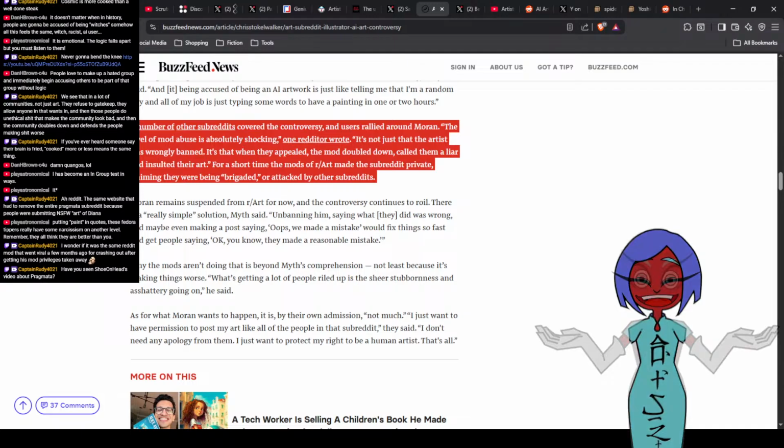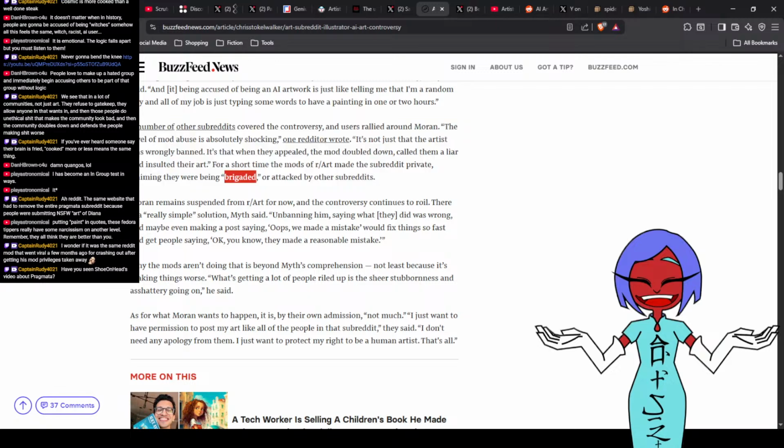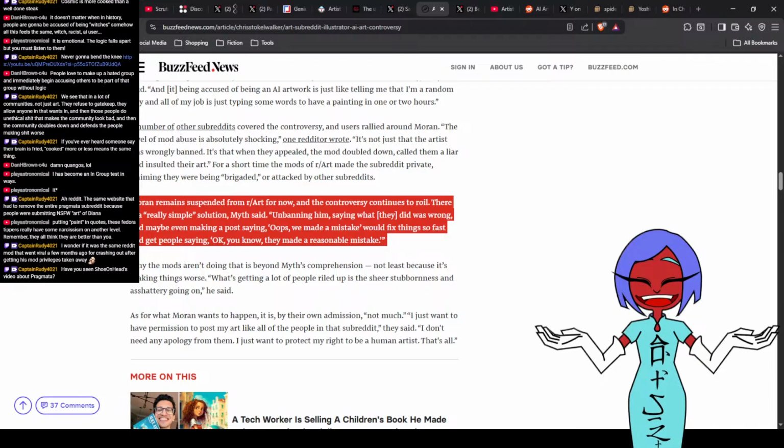Let's see. For a short time, the mods of r/art made the subreddit private, claiming they were being brigaded. And brigaded is just people complaining that you're pointing out you're being stupid, or attacked by other subreddits. Moran remains suspended from r/art for now, and the controversy continues to roil. "There is a really simple solution," Myth said. "Unbanning him, saying that what they did was wrong, and maybe even making a post saying, oops, we made a mistake, would fix things so fast and get people saying, okay, they made a reasonable mistake." Why the mods aren't doing that is beyond Myth's comprehension.